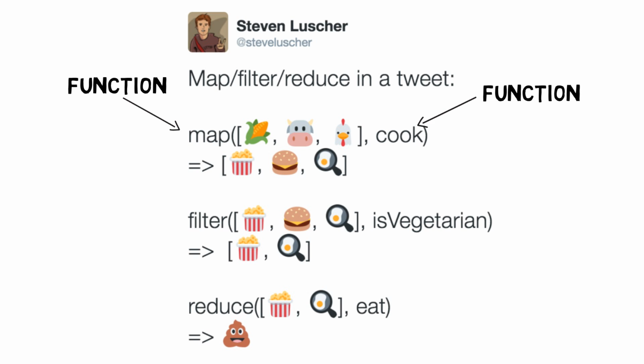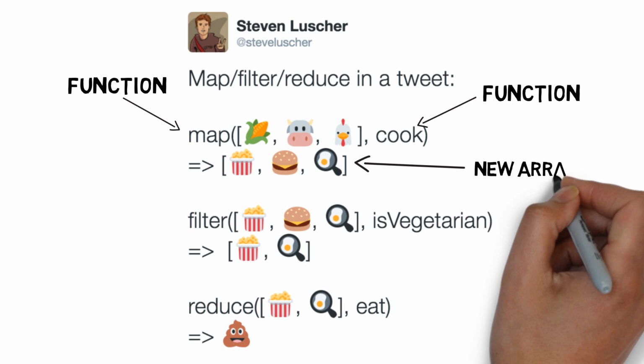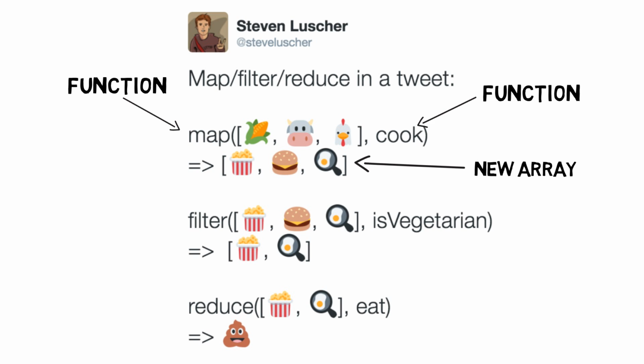So within the function or method map that is attached to an array, we are going to pass another method. It will work on each element of the array, and when the corn is cooked, we have popcorn. When the cow is cooked, we have a hamburger, and when the chicken is cooked, we have an egg. So map is a method that worked on each item of the array and returned a new array in which each element went through a function.